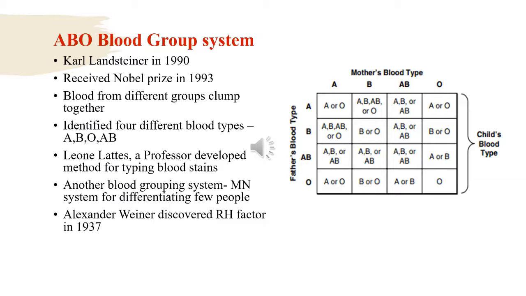Another blood group system, the MN system, was used for differentiating a few people. Alexander Wiener discovered the Rh factor while working with rhesus monkeys.